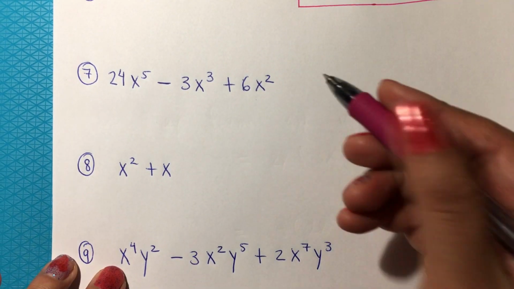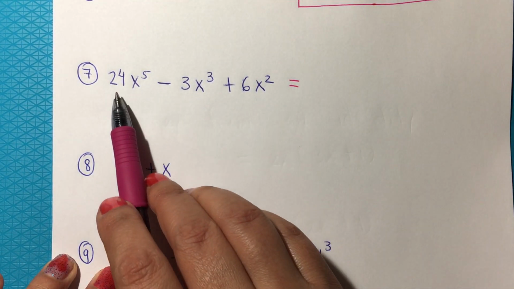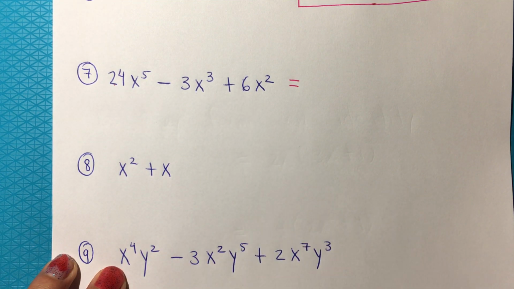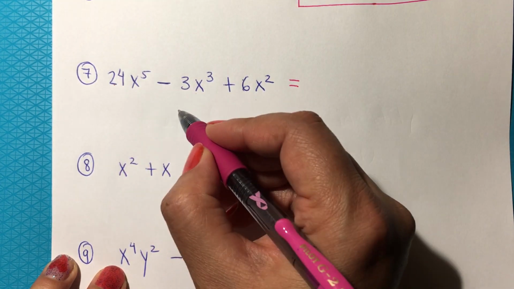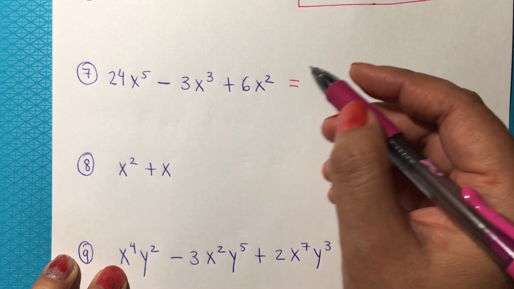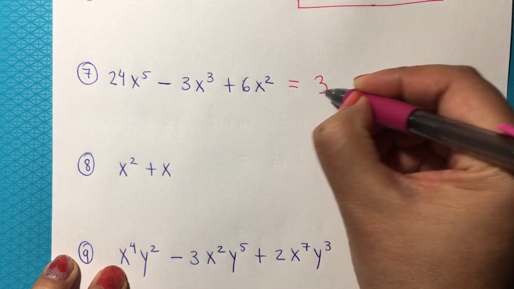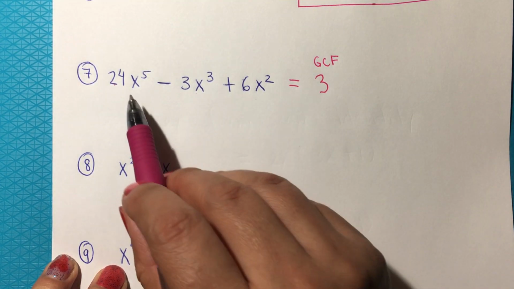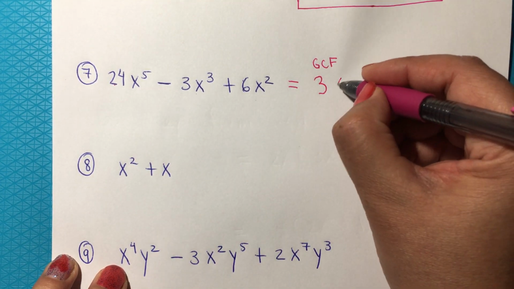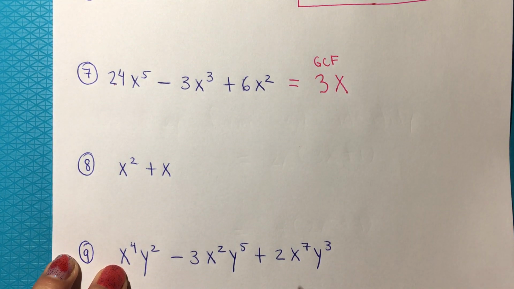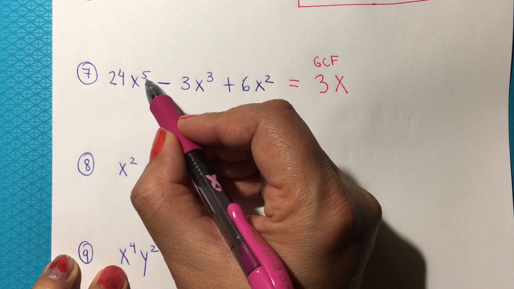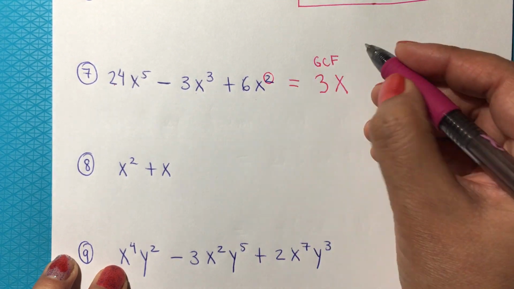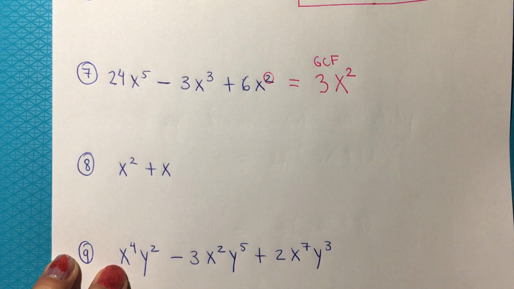Number 7. What is the greatest number that can go into 24, negative 3, and 6? 3 can go into 24, 3 can go into negative 3, and 3 can go into 6. For the greatest common factor, you can put 3. Do we have x in all of them? Yes. And which one has the smallest exponent? 5, 3, 2. 2 is the smallest exponent, so that's the one that you're going to add in here.